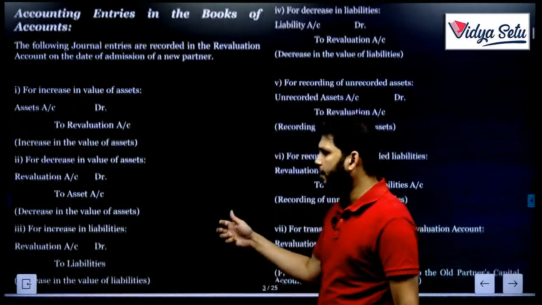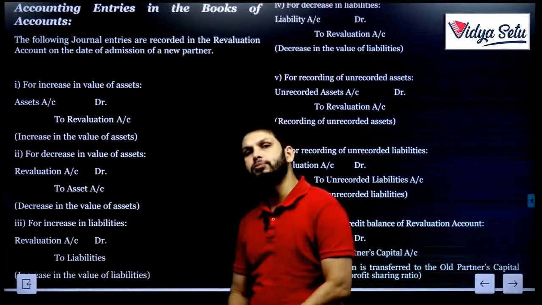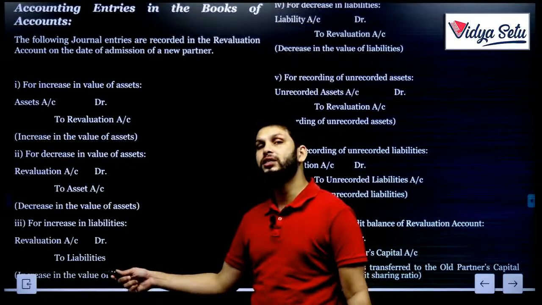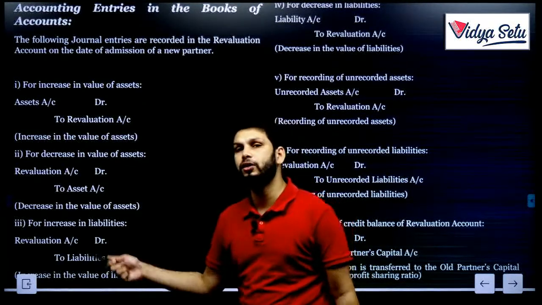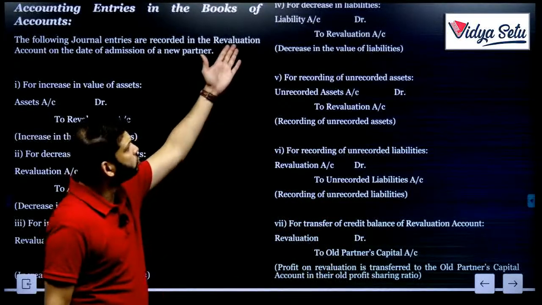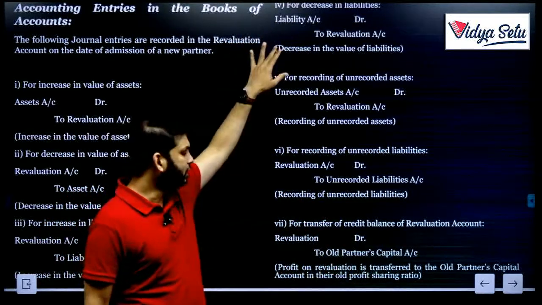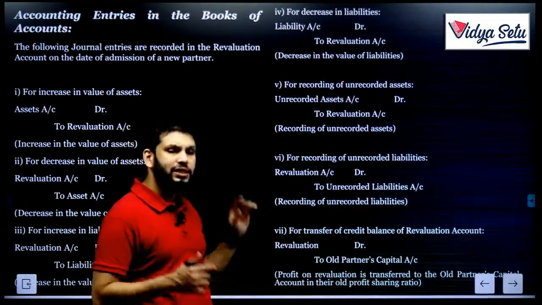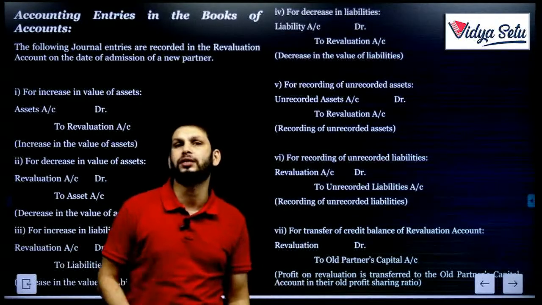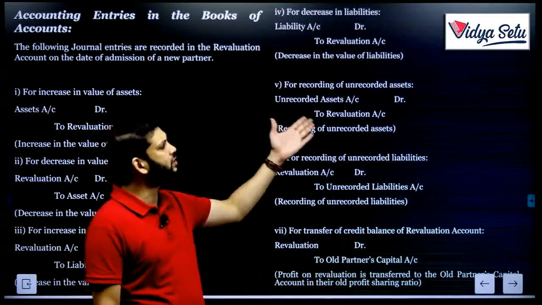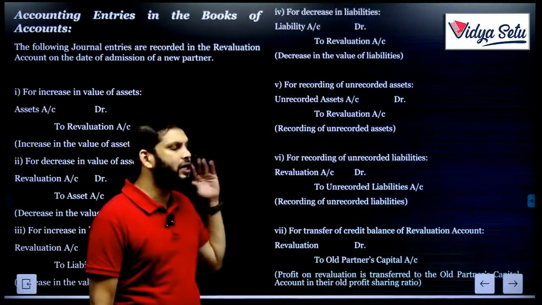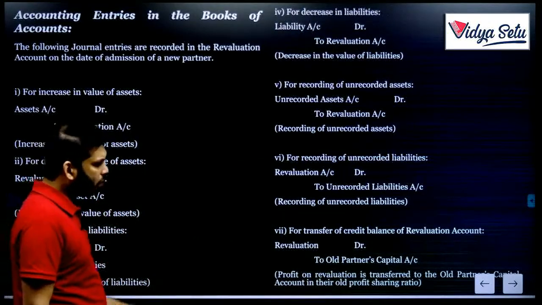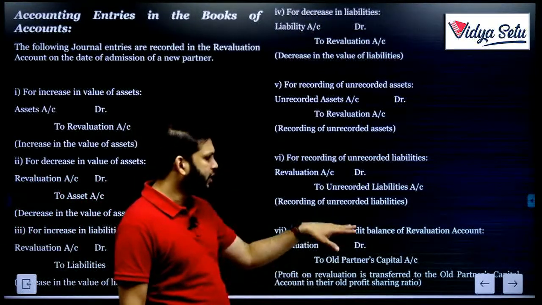For increase in liabilities, revaluation to liabilities, because liabilities have a positive credit balance. So to increase a liability, you have to credit it. And what will you debit? You will debit the revaluation. Also, the opposite, to decrease a liability, liability to revaluation. For recording the unrecorded assets, it is as good as a new asset coming in, so unrecorded assets to revaluation. For an unrecorded liability, it's a new liability coming in, so revaluation to unrecorded liability. Now, for transfer of the credit balance of revaluation.